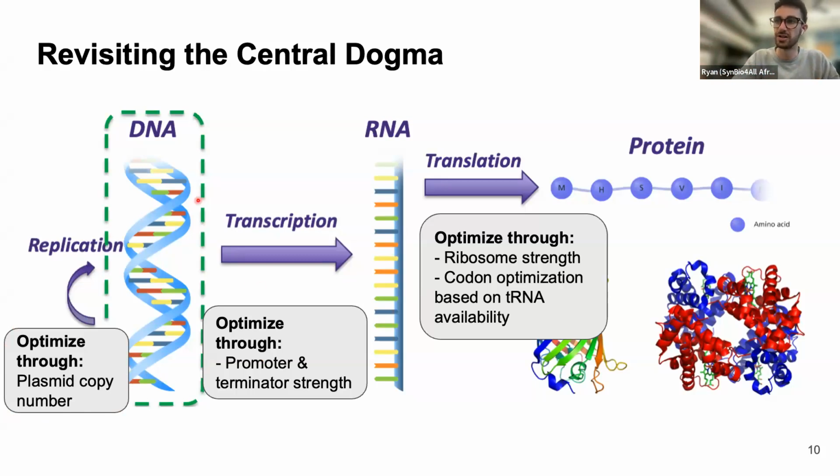And then there's transcription. So transcription is the process from which DNA is turned into RNA. And we can optimize this through our promoter and terminator strengths, which I'll talk about in a slide. And then there's translation, which is how RNA, messenger RNA, is turned into a different protein or peptide sequence. And you can optimize this through ribosome strength or codon optimization based on tRNA availability.